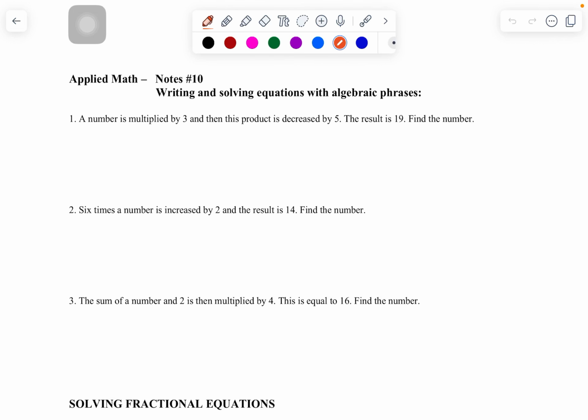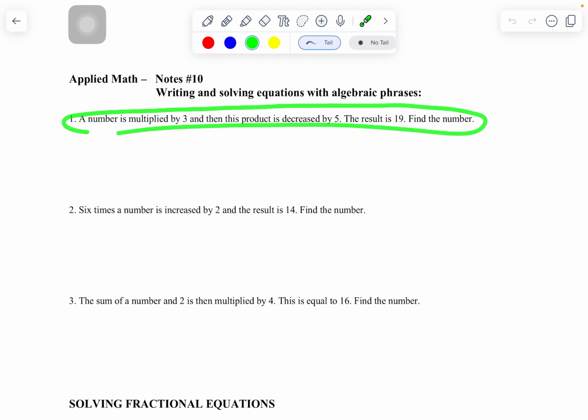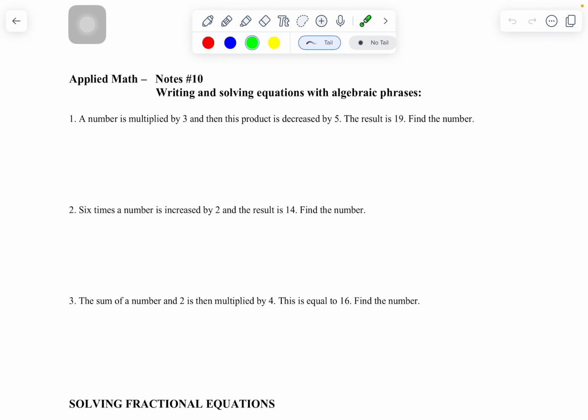All right, so let's start notes 10. This is going to start with the first part, which is on writing and solving equations from algebraic phrases. So basically, we're going to take a sentence, and we are going to transform the sentence into some kind of an equation that we can then solve.